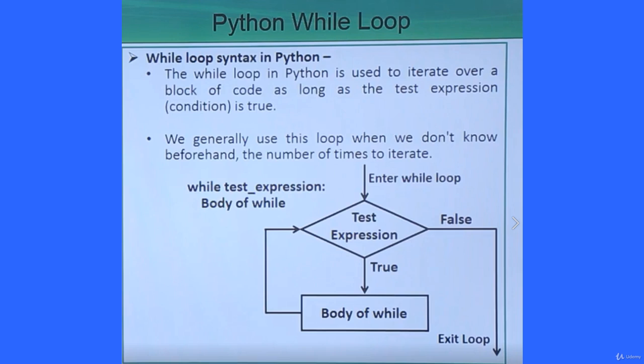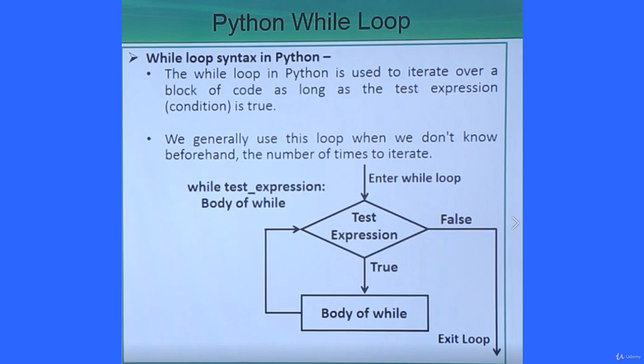So we generally use the while loop when we don't know beforehand the number of times to iterate. Whenever we know how many times we are going to iterate, we have the for loop. But if you don't know how many times we are going to iterate, then you shall go for this while looping. Because when the condition is true, the loop will get executed. When the condition is false, then it will come out from the loop construct.